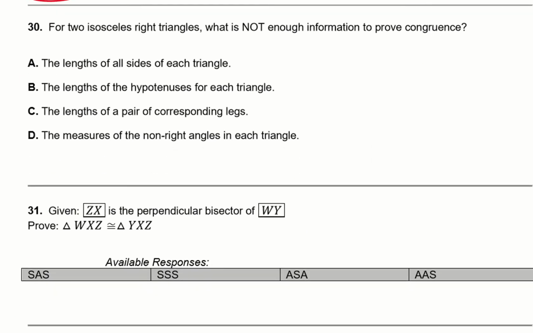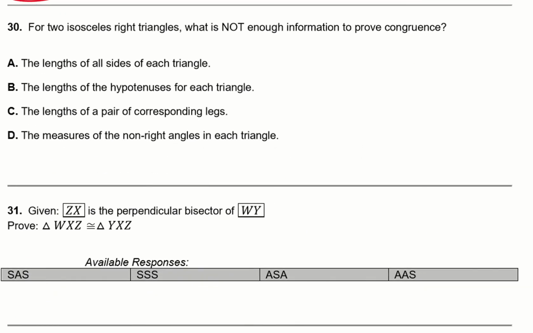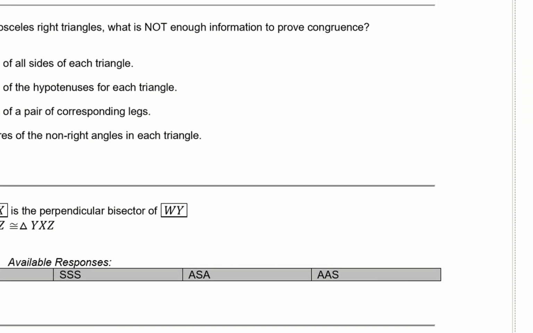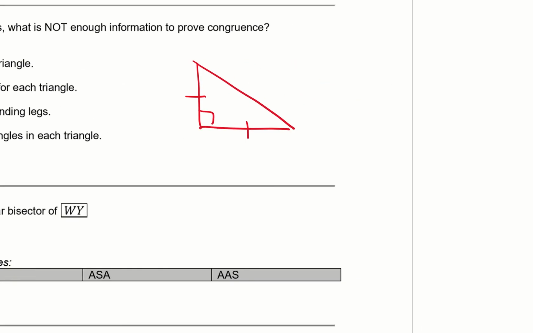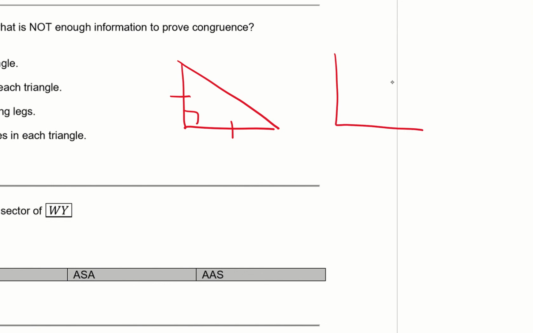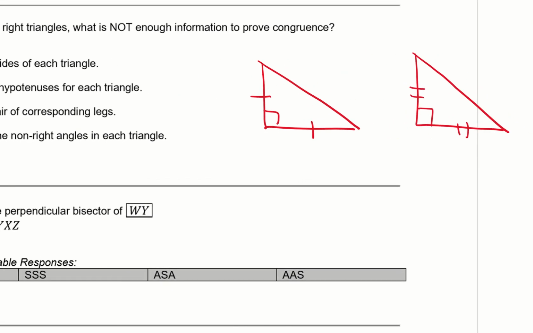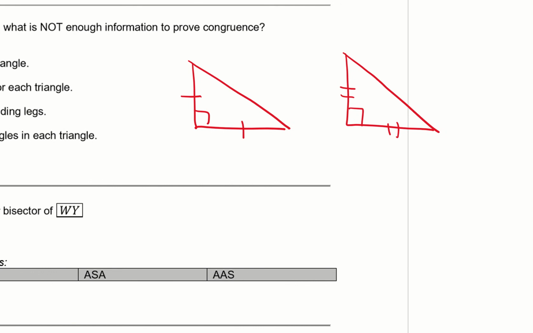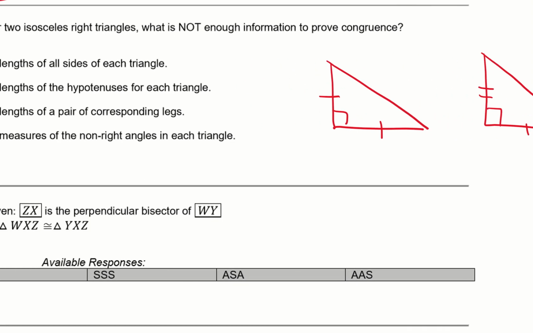All right, number 30. For two isosceles right triangles, what is not enough information to prove congruence? The lengths of all sides of each triangle. Let's go ahead and draw two isosceles right triangles. So we have a right triangle here, and it's isosceles, so these two legs are the same. And these two legs are the same. All right, so we got two isosceles right triangles. What do we need to know to show that they're congruent?